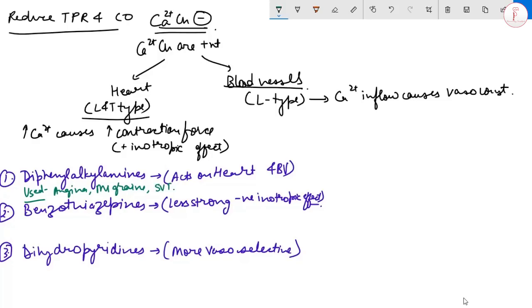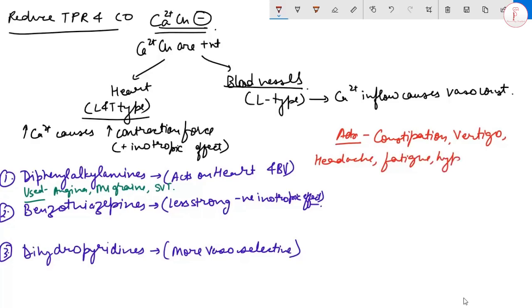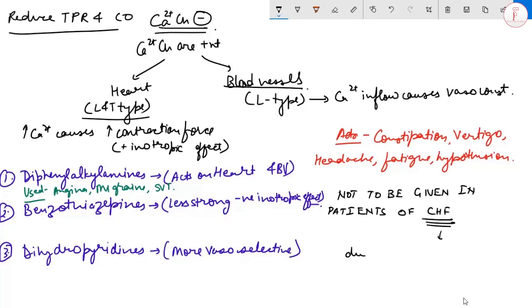So they are used, diphenyl alkylamines are used in migraine, they are used in angina pectoris and supraventricular tachycardia. The adverse effects associated with them are constipation, vertigo, headache, fatigue, hypotension. Hypotension is mostly associated with almost every category of the drug used for managing hypertension. And calcium channel blockers are not to be given in patients with congestive heart failure, because they reduce the force of contraction, right? And in patients with congestive heart failure, their heart is not able to pump sufficient amount of blood.